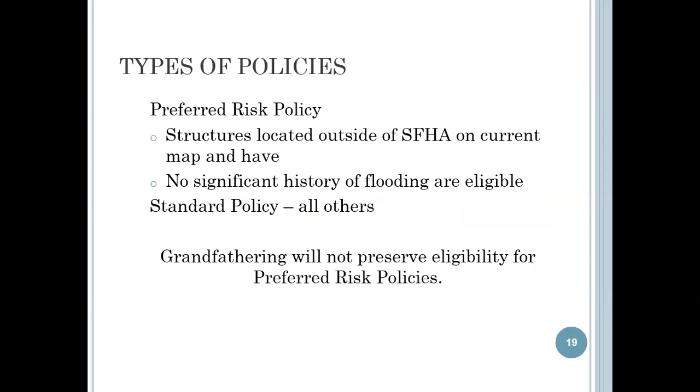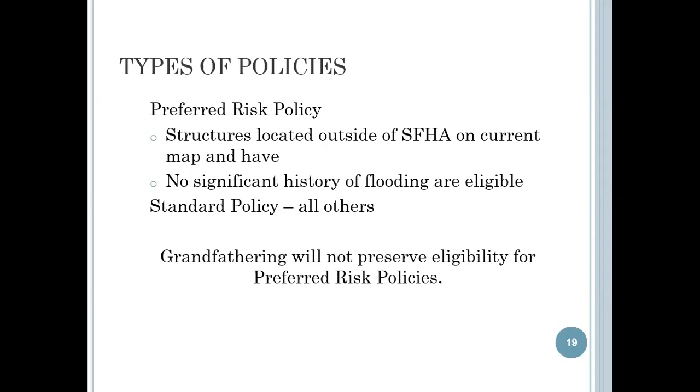As I said, preferred risk is for outside the special flood hazard area. On current maps, they do have an underwriting or loss history requirement. They're allowed to have one loss to be eligible for a preferred risk policy. If on the second loss, then they go into what we call standard X zone rating. And right now that premium for maximum coverage is about $1,900. Okay.